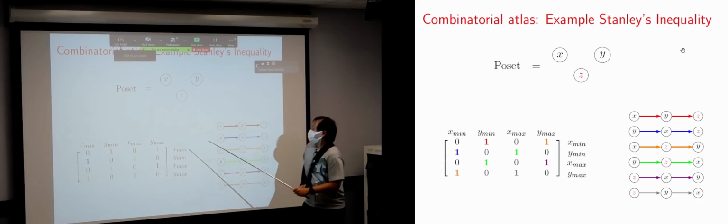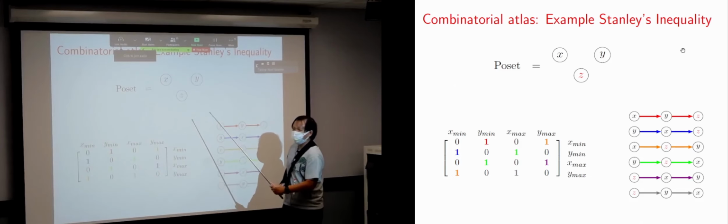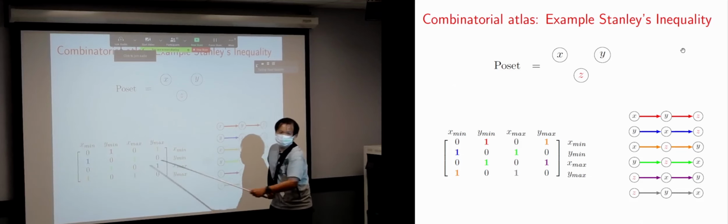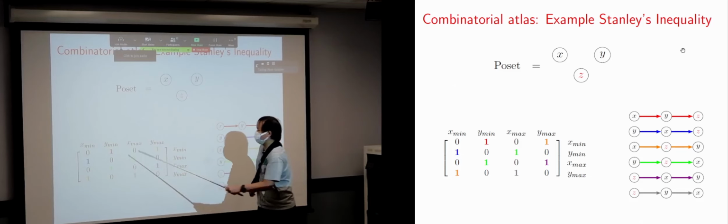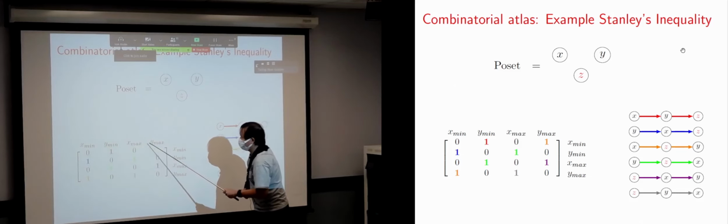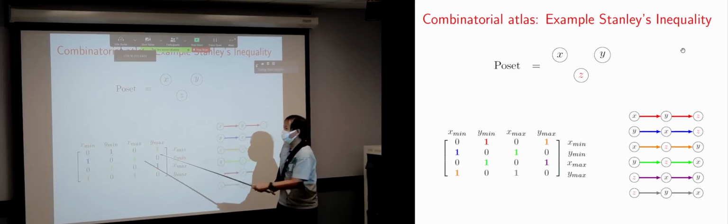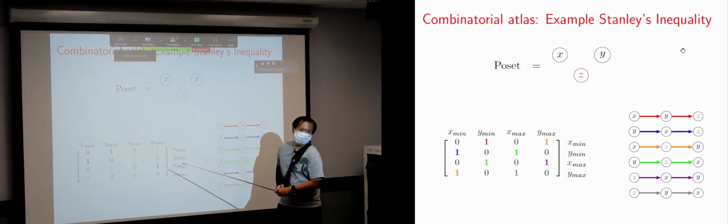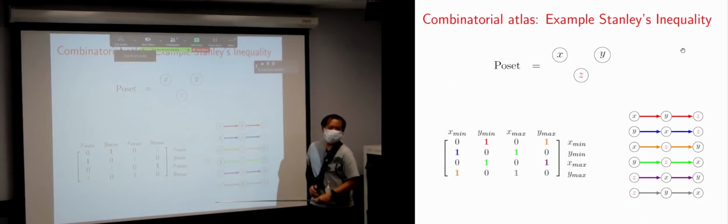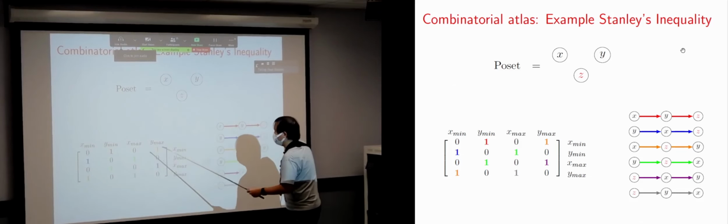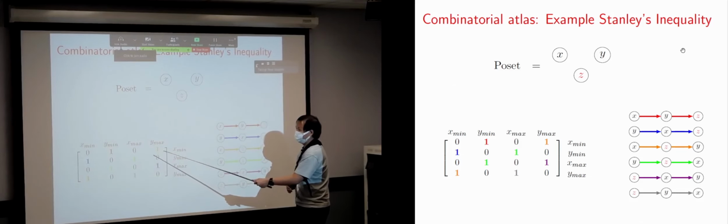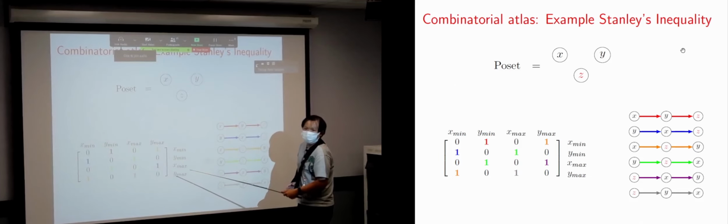Yeah, and the matrix that's associated to this particular atlas is 4 times 4. This is because it's labeled by x and y. X and y are the elements that are not in z. There are 2 copies of them, minimum and maximum, both for the rows and columns. It's 4 times 4.